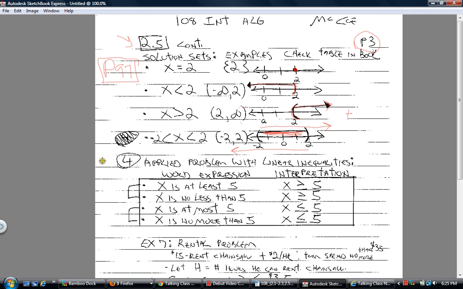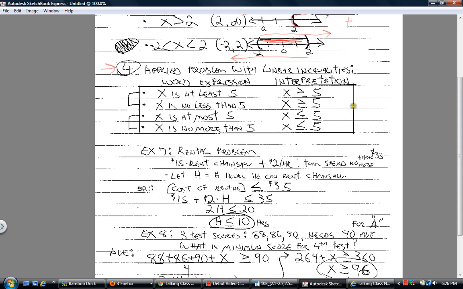Objective 4 we're going to talk about next: applied problems with linear inequalities. You got to get used to reading the words and translating them. X is at least 5. You would write that as x is greater than or equal to 5. If you had x is not less than 5, that would translate into x is greater than or equal to 5. These are a little tricky. You got to read these and think twice about it.